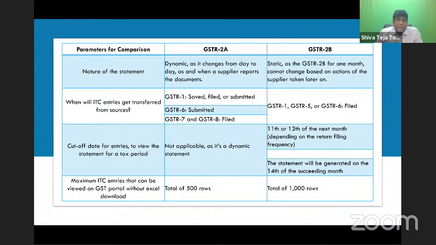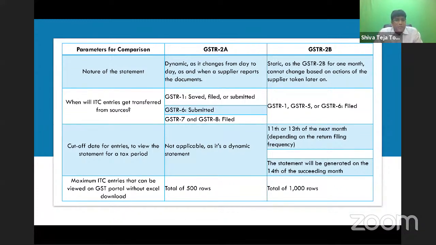It will come in 2A, but it will not come in 2B because in 2B, it will reflect only when it is filed. You can see that GSTR 1, GSTR 5 or GSTR 6. That too only when it is filed. Next, cutoff date for entries to view the statement. Not applicable as it is definitely a dynamic statement. 2B, 11th or 13th of next month, depending upon return filing frequency. And statement will be generated on 14th of succeeding month.